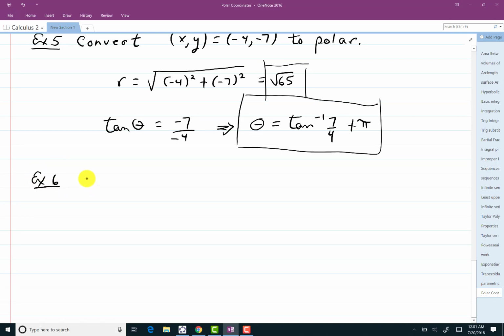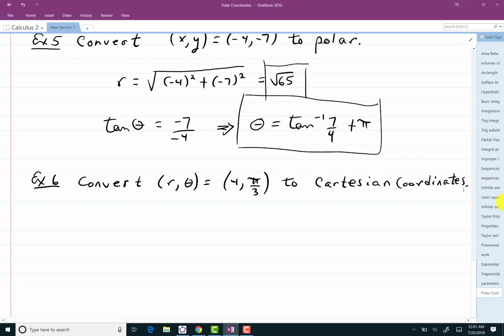Let's go the other way. Let's convert (r, theta) = (4, pi over 3) to xy. That version of it is called Cartesian. So we'll say to Cartesian coordinates.